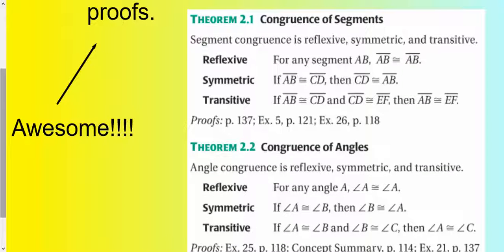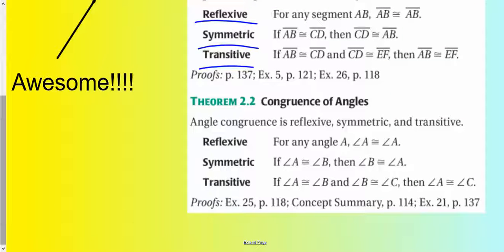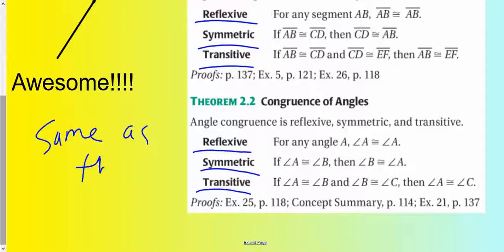Congruence. This theorem here, you don't have to memorize it as theorem 2.1. You just have to know these vocab words, and they're the same as before. You're going to notice they're the same for all these: reflexive, symmetric, and transitive. I'm not going to go over these; they're right here. But it's the same as the equality statements versions. In the previous lesson, we talked about the measure of angle A equals the measure of angle A. It's the same thing. It's just saying angle A is congruent to itself.